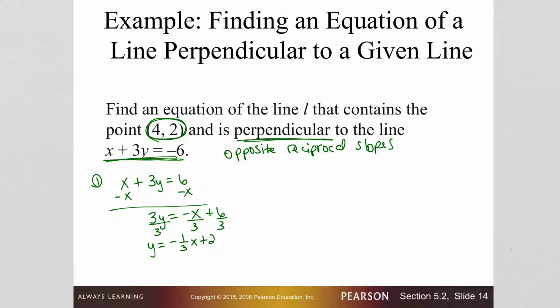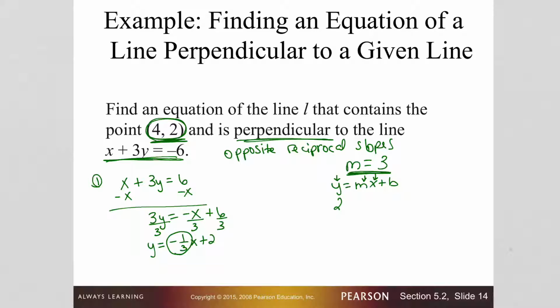Okay, so if this slope is -1/3, the opposite reciprocal slope, so the new slope, has to be, flip it over, change the sign, has to be 3. Okay, so now I'm going to use this slope and this point to write the equation of the line. So again, I'm going to use y equals mx plus b, and I'm going to plug in y, m, and x, and I'm going to solve for b.